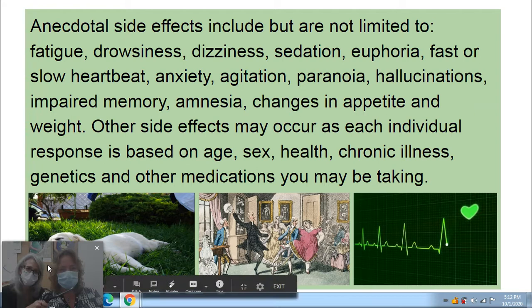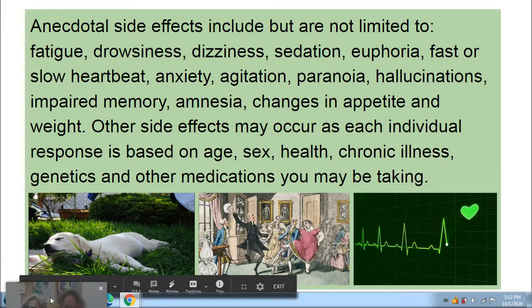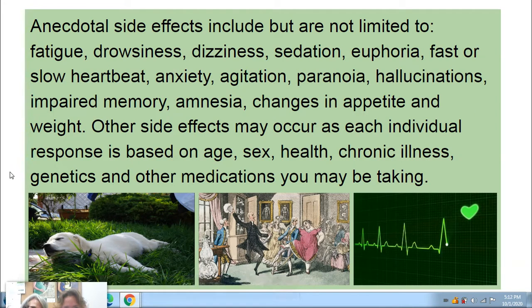Anecdotal side effects include, but are not limited to, fatigue, drowsiness, dizziness, sedation, euphoria, fast or slow heartbeat, anxiety, agitation, paranoia, hallucinations, impaired memory, amnesia, changes in appetite and weight. Other side effects may occur as each individual response is based on age, sex, health, chronic illness, genetics, and other medications you may be taking.